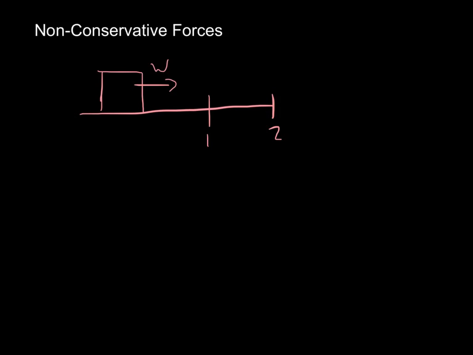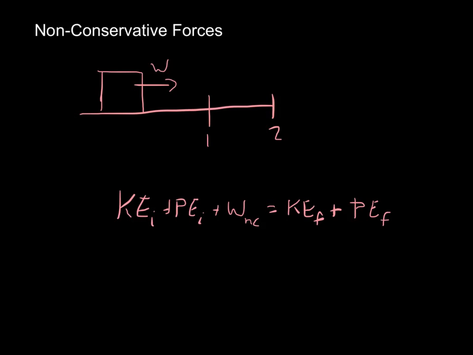So if we're going to include non-conservative forces into our conservation equation, we would have our kinetic energy initial plus potential energy initial, plus the work that we're going to need to do to overcome those non-conservative forces, equal to our final kinetic energy and our final total potential energy. So we had to add this term here to say that we're going to have to put work into our system in order to overcome those non-conservative forces and make this system work.